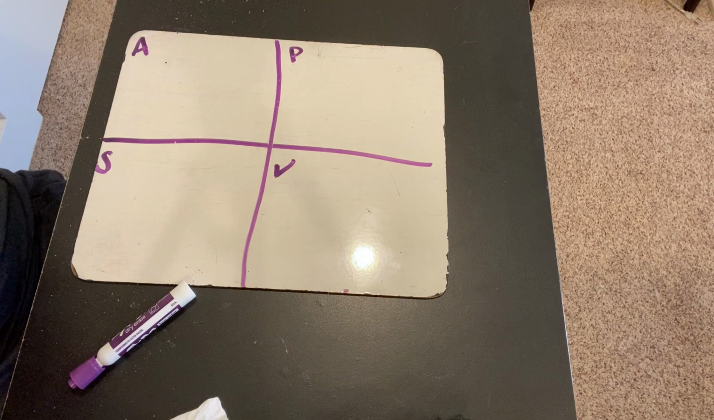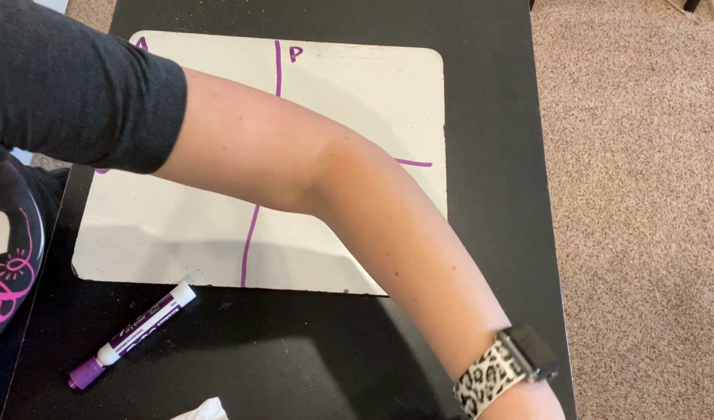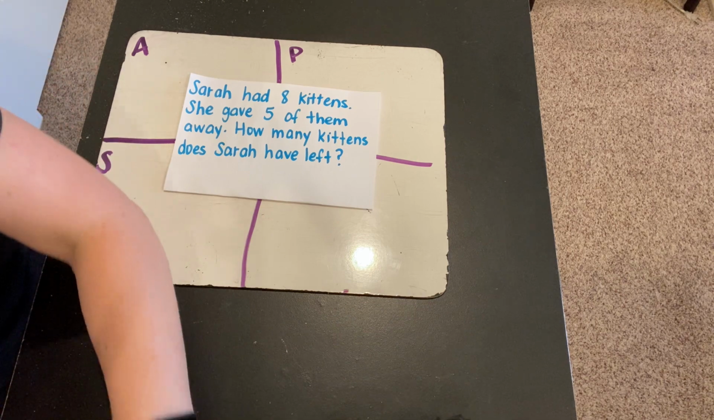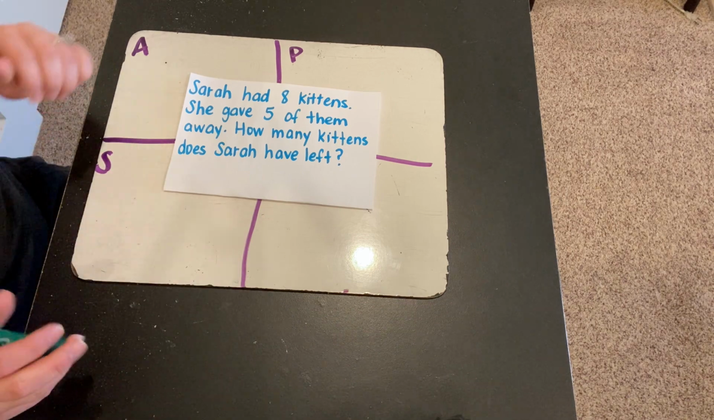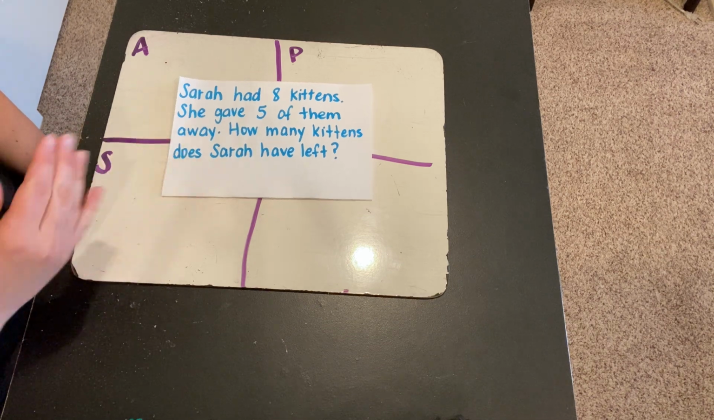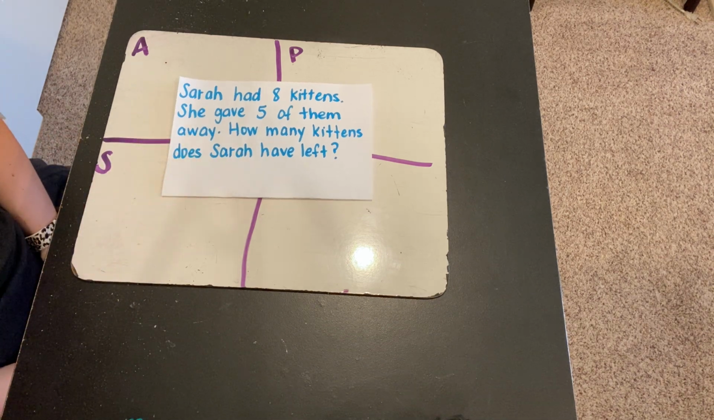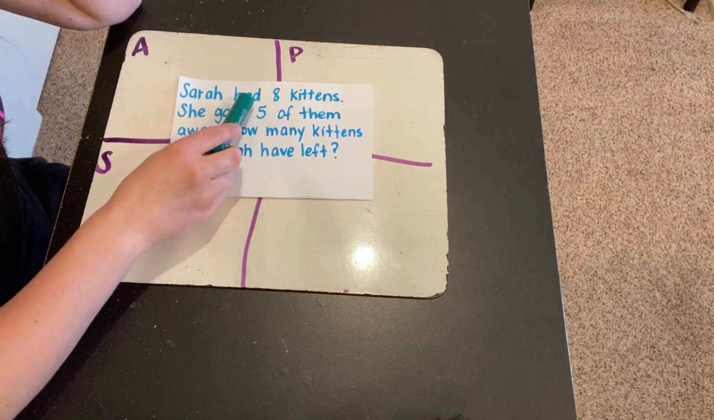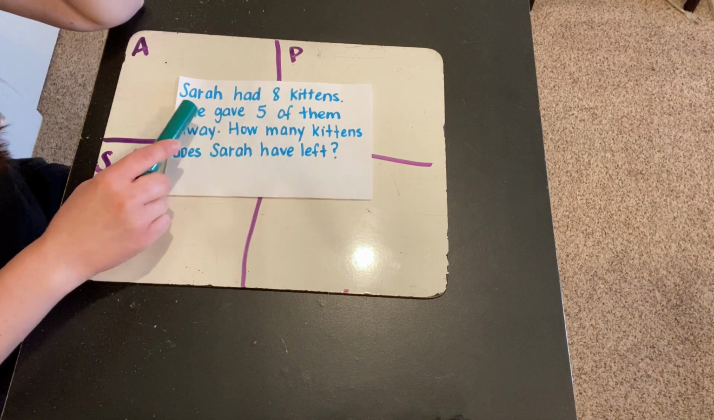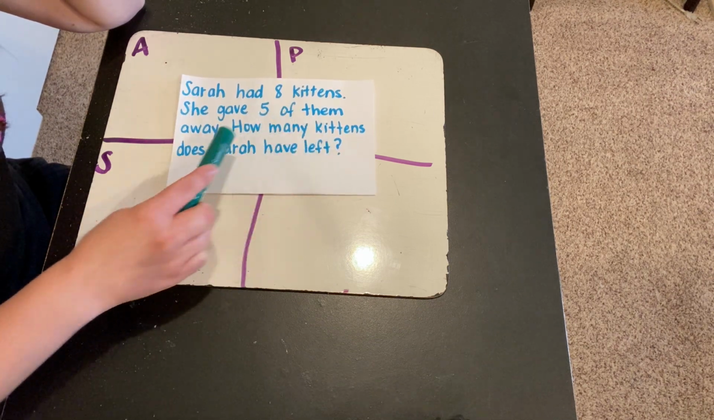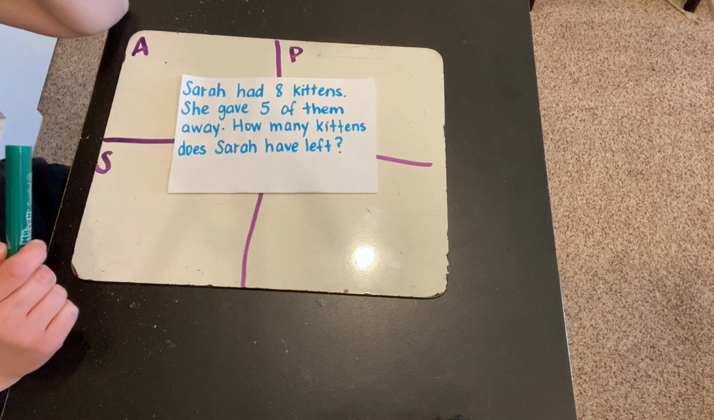All right, let's look at our word problem for today. If you have some paper and pencil or a dry erase board and a marker at home so you can work this problem out with me, go ahead and press pause and grab those things now. All right, let's read the problem together. Sarah had 8 kittens. She gave 5 of them away. How many kittens does Sarah have left?